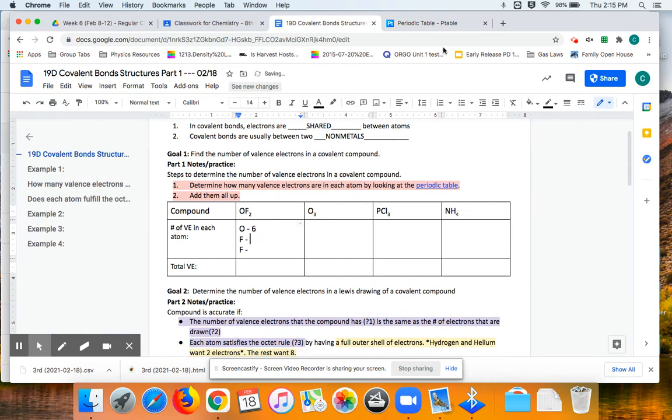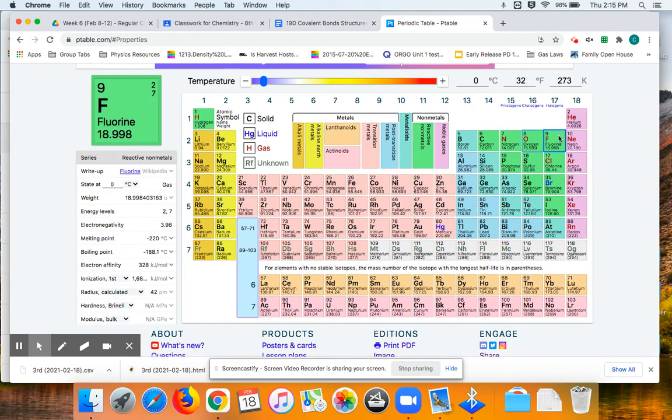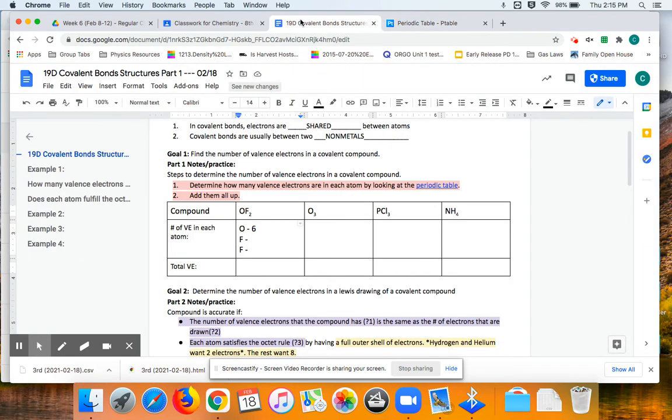We do the same thing for F. F is right next to O. It's one farther. O was 6, so F is going to be 7. There are 2 Fs because it's F and then a little 2. That's why there's 2 there. So we have 6 plus 7 plus 7. My total valence electrons is 20.